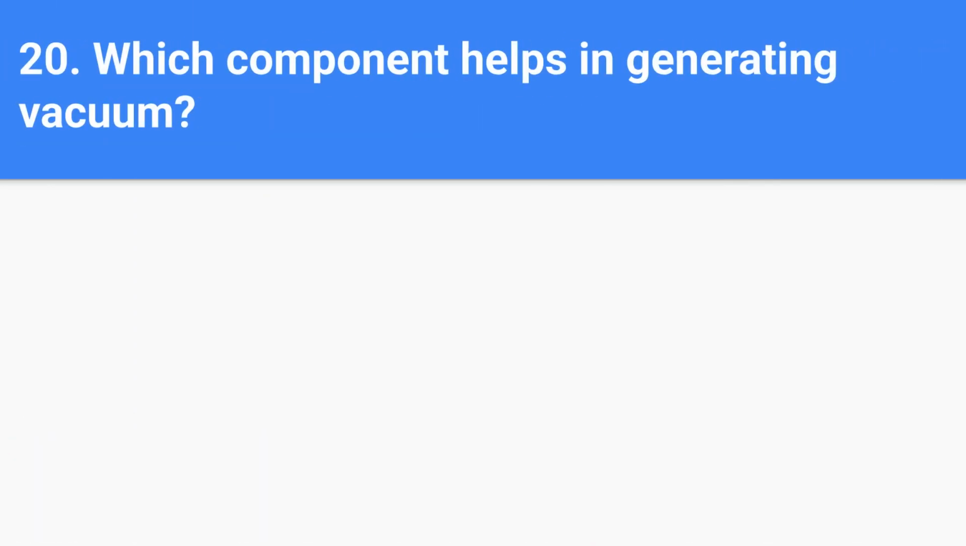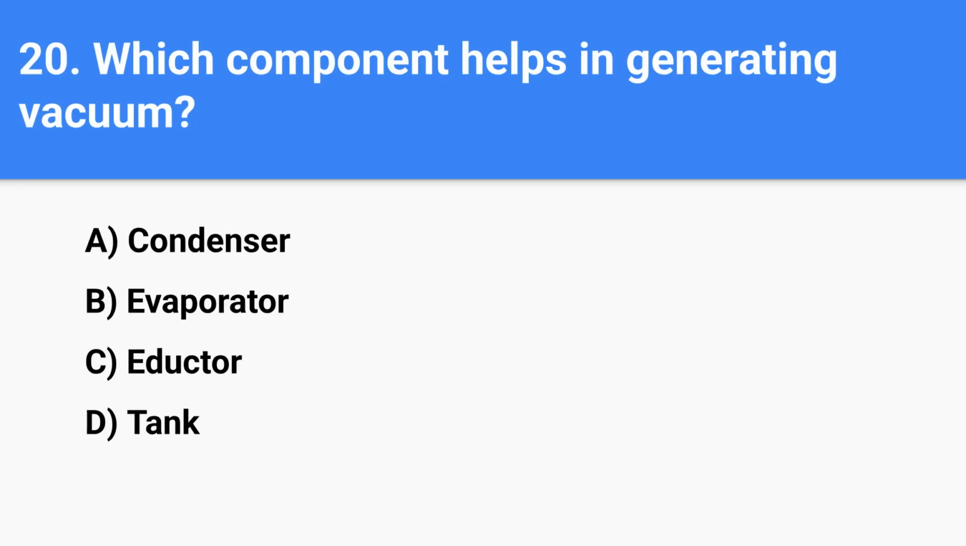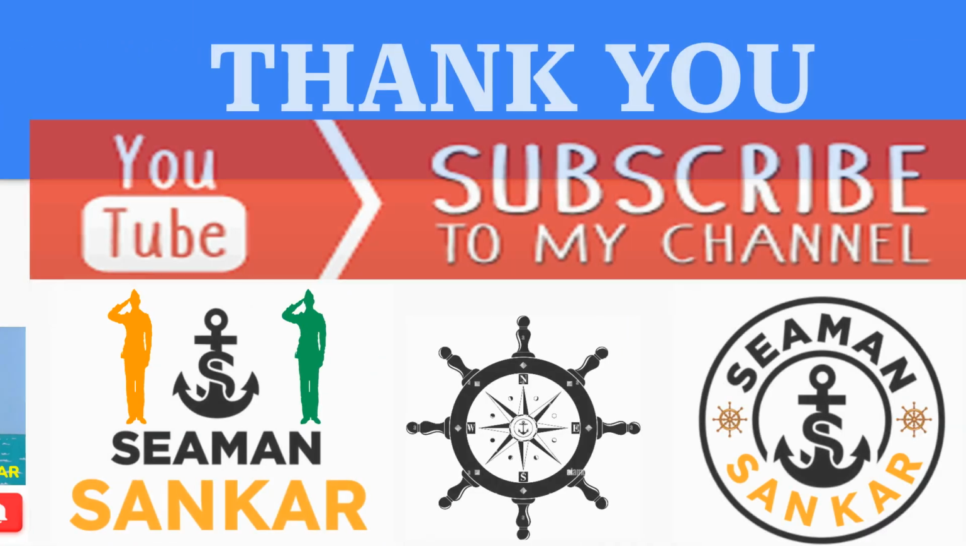Question 20. Which component helps in generating vacuum? A. Condenser, B. Evaporator, C. Adductor, D. Tank. The correct answer is C. Adductor. The adductor, or ejector, uses a high-velocity fluid stream to remove non-condensable gases and maintain the necessary vacuum in the FWG.